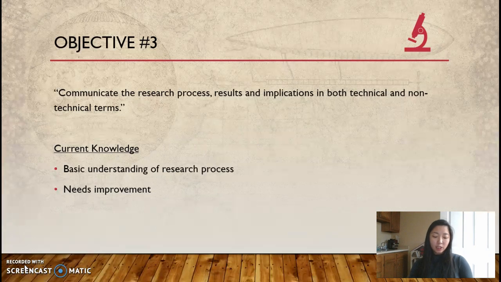The final objective is to communicate the research process, results, and implications in both technical and non-technical terms. At this point in my educational career, I feel that I have a basic understanding of the research process. It is usually in the first chapters of many psychology textbooks, as well as research methods. From what I've learned, the first step is developing a question, then a hypothesis. Next, develop a research design. To carry out the design, the researchers would need to find participants and collect data on them. The final steps would include performing the appropriate statistics and reporting the findings.